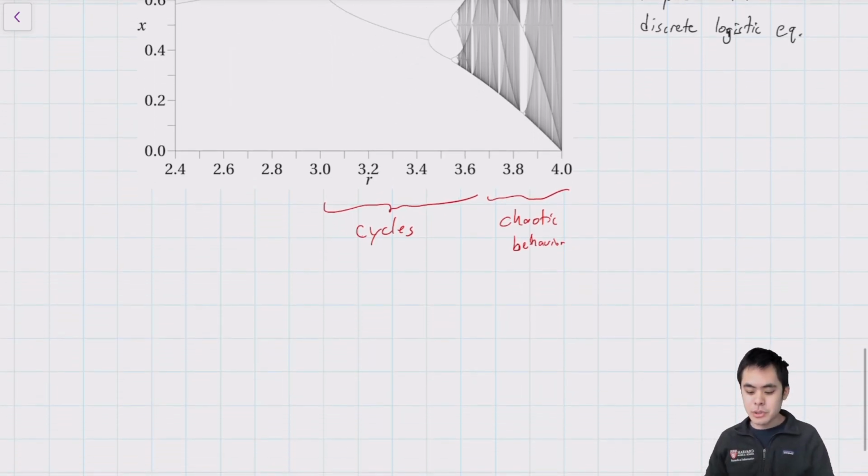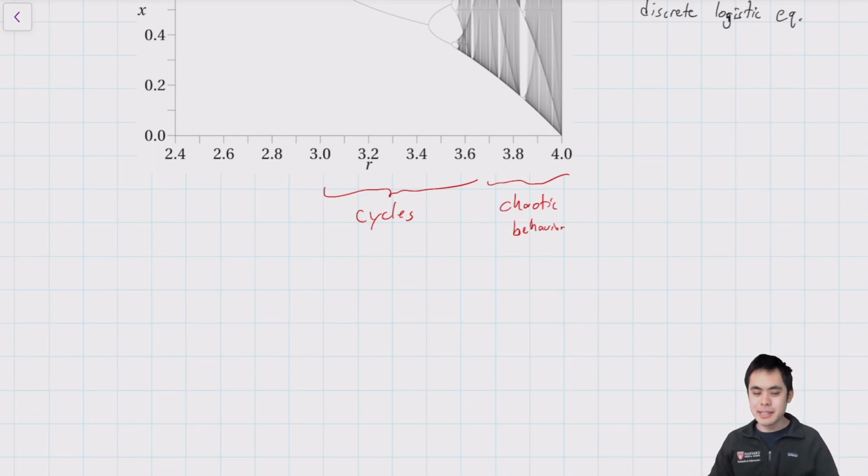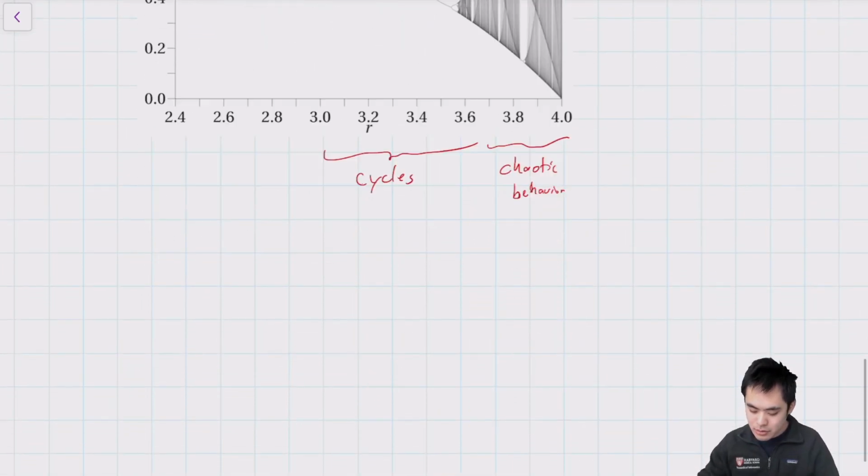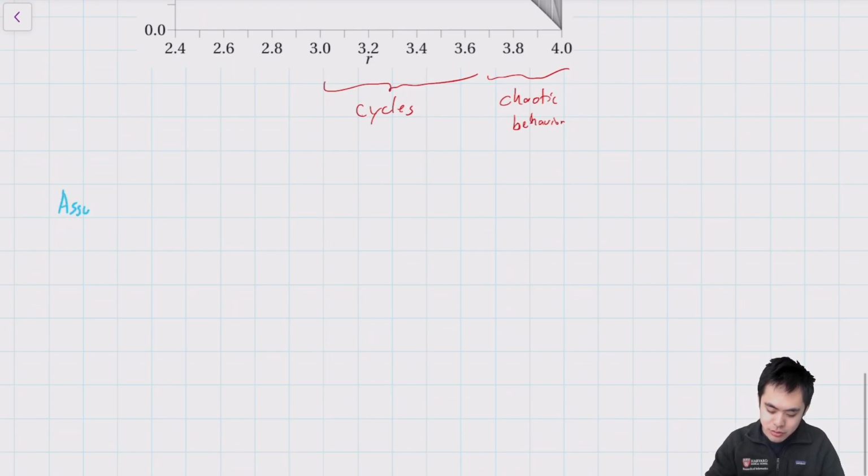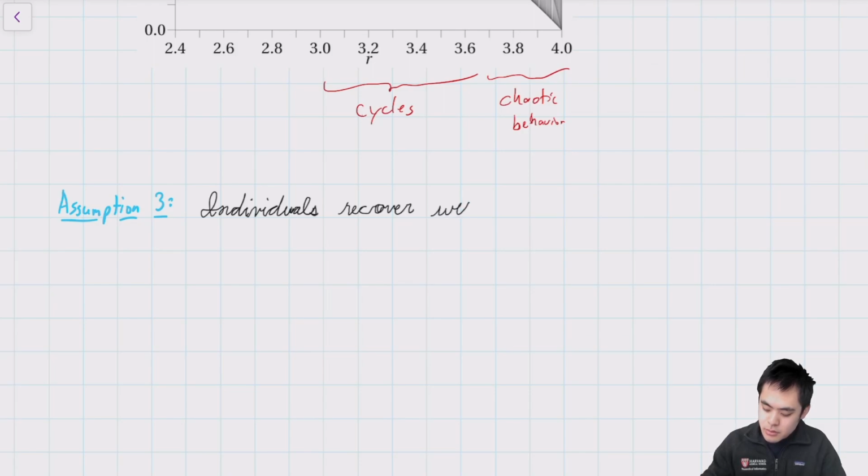So I'm now going to introduce the SIR model. This is going to be the basic SIR model. There are many fancier augmented versions of it, one of which we're going to talk about. So this is assumption 3. Assumption 3: individuals recover with some probability, with probability gamma.